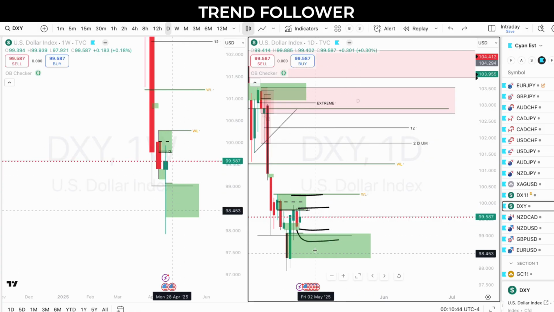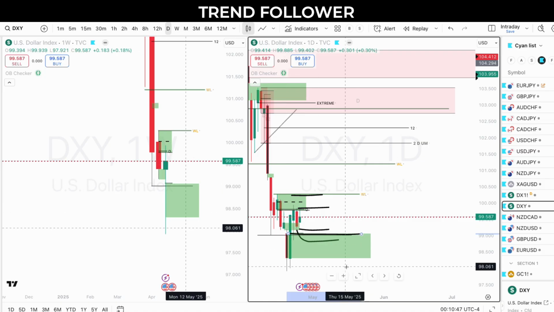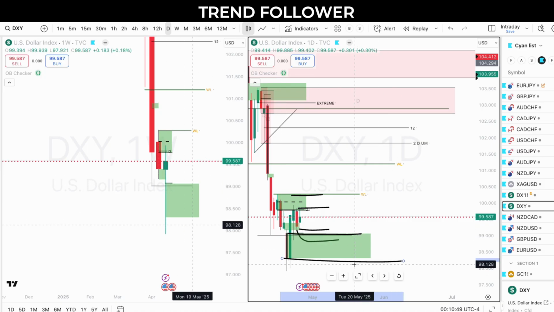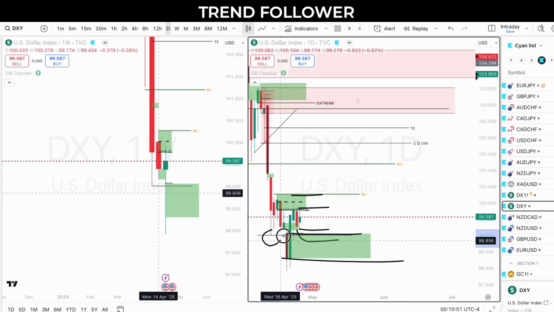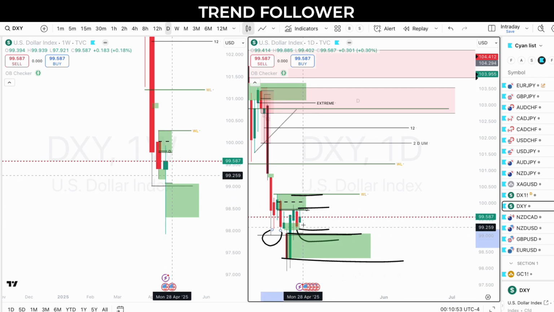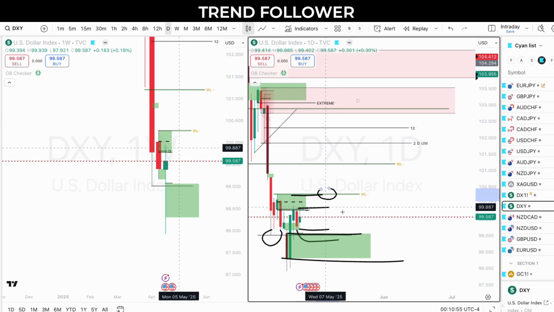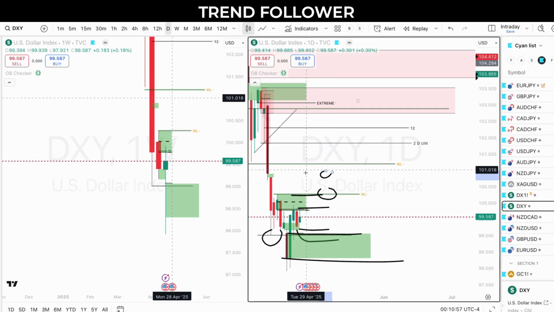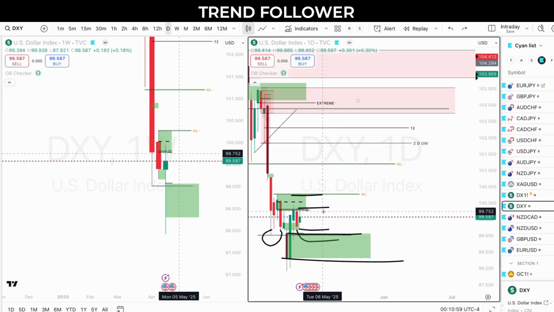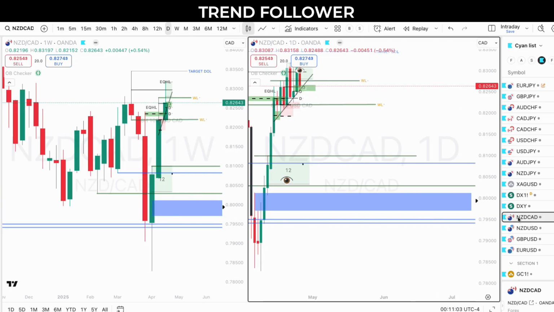And the combination that I'm talking about is you have a daily demand and block, then support, and this is an extreme zone, with a target here and most probably here, depending on what the price action looks like at that point. That's my theory on DXY.